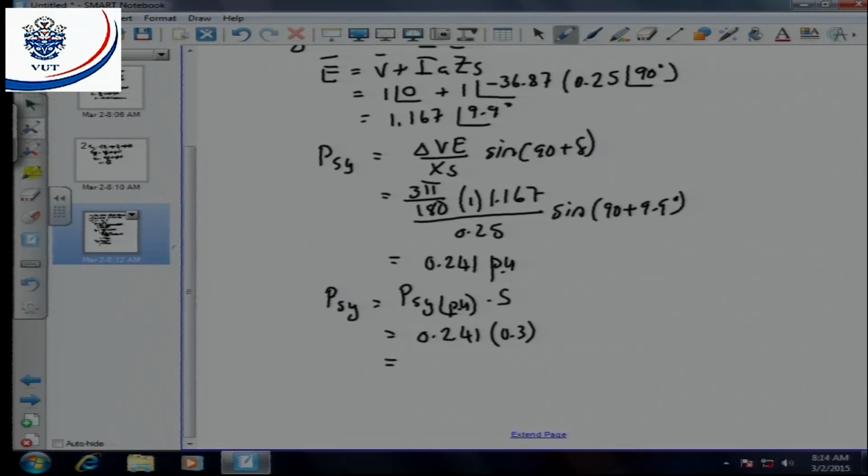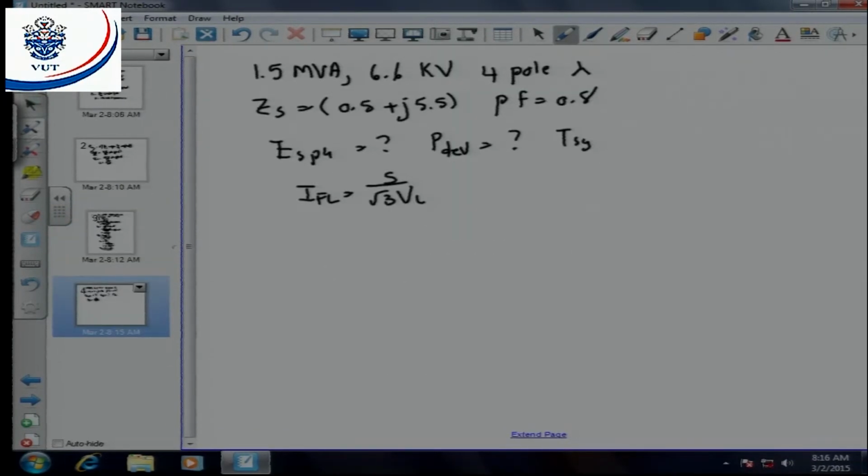First step is to calculate the full load current, that is S divided by square root 3 V line, which is 1500 divided by square root 3 divided by 6.6, gives us a current of 131.22 amps. The base impedance is V over I, all per phase, which is 3810.5 divided by the current, which is 131.22. It gives us an impedance of 29.04 ohms.